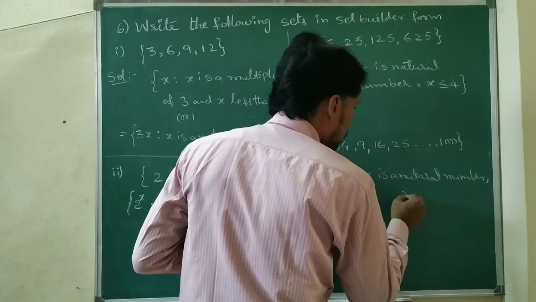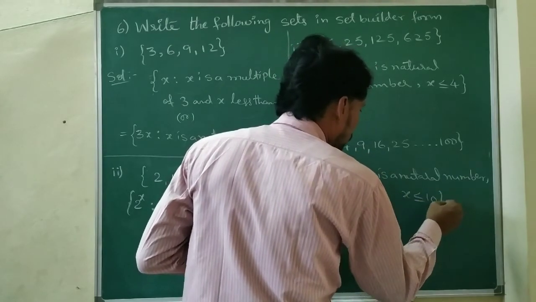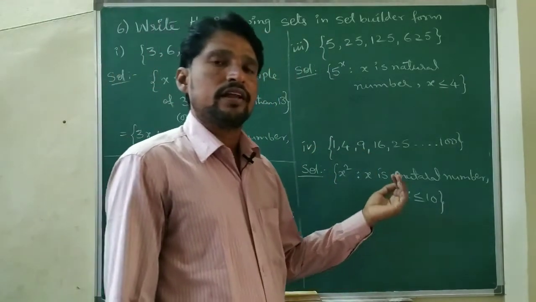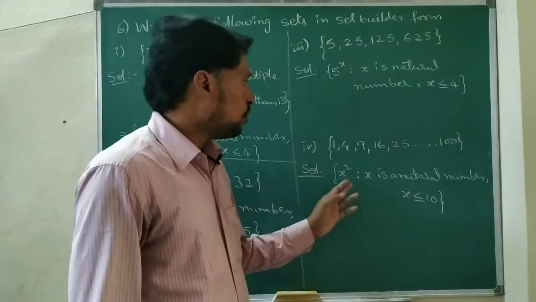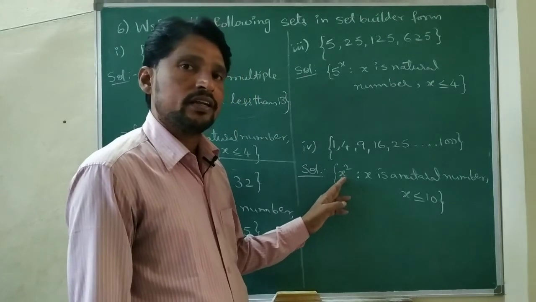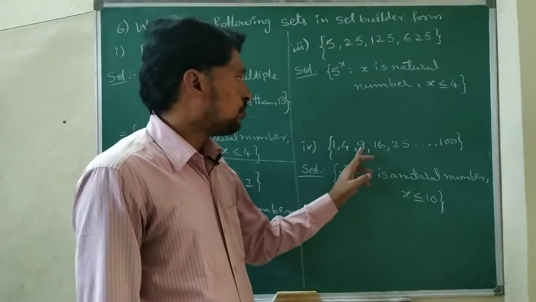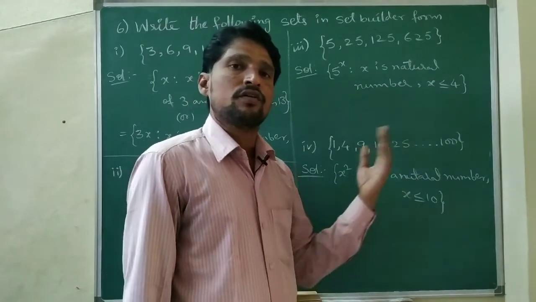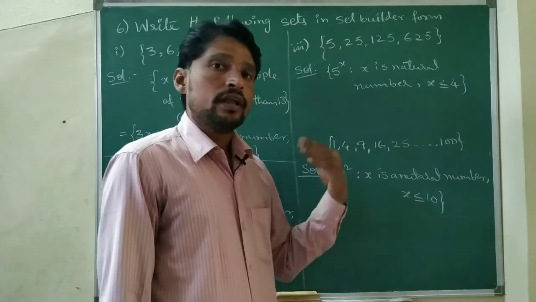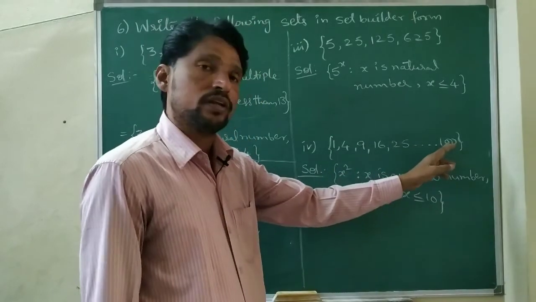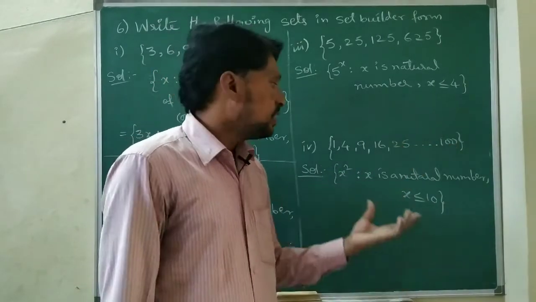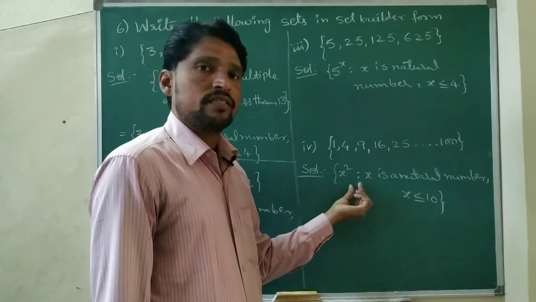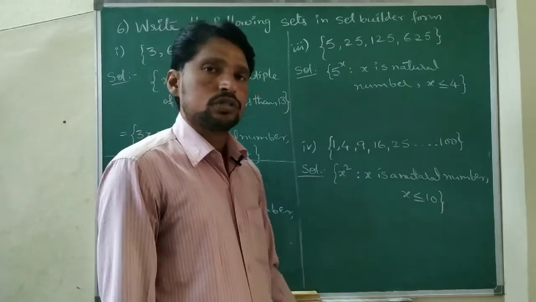X is a natural number, x less than or equal to 10. Less than or equal to means we need to consider 10 also here. So 1 square is 1, 2 square is 4, 3 square 9, 4 square 16, 5 square 25, 6 square 36, 7 square 49, 8 square 64, 9 square 81, and 10 square, we need to take up to 10, that is 100. This is the roster form for the given set builder form.